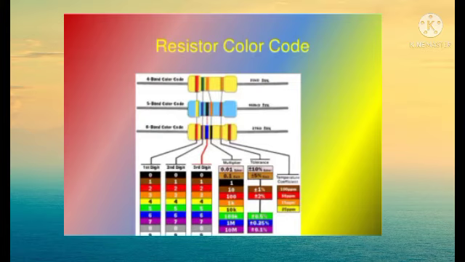The first column shows the first digit, the second column shows the second digit, the third column shows the third digit, and next to that there is a multiplier and the tolerance. According to the values given in the chart, we have to calculate the value of resistors as per the printed color bands.